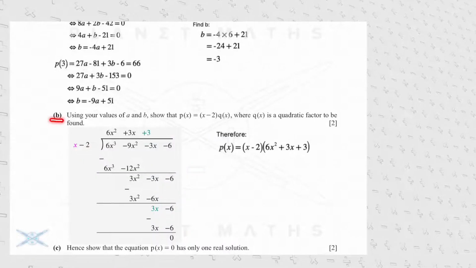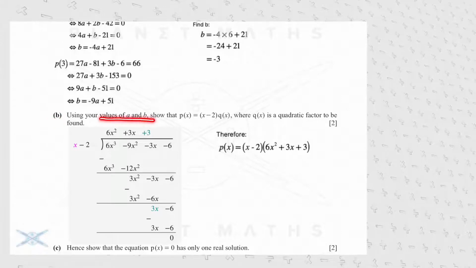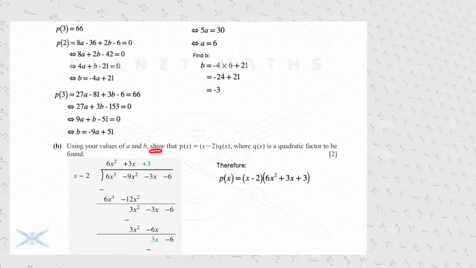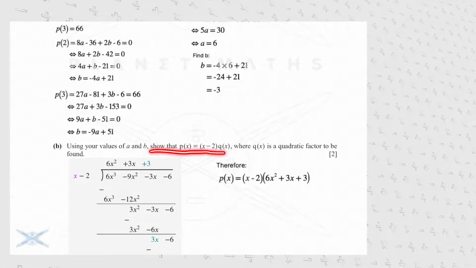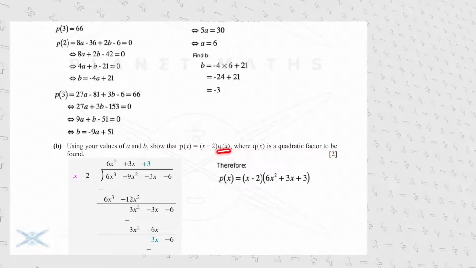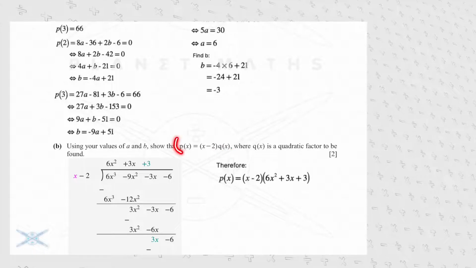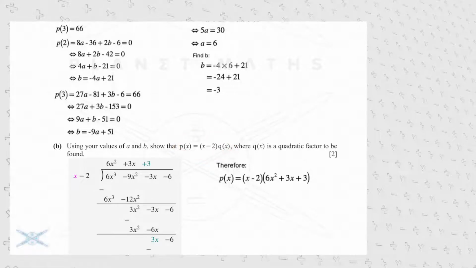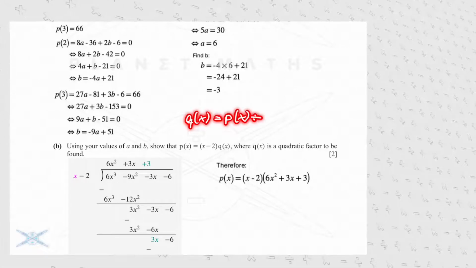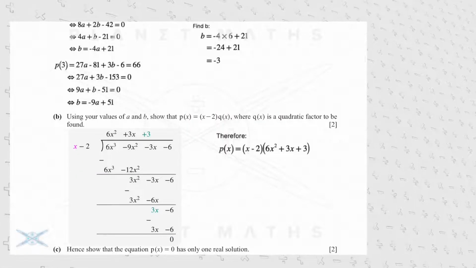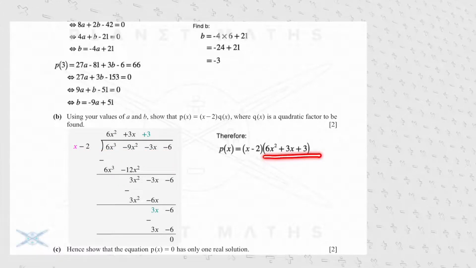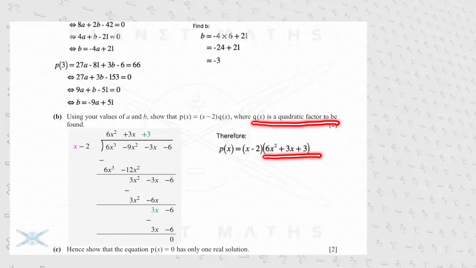In part b of this exercise, using our values of a and b, which we have just found in part a, we're supposed to show that p of x equals x minus 2 multiplied by q of x, where q of x is a quadratic factor to be found. So to find q of x, we can just rearrange this equation, leading us to q of x being the same as p of x divided by x minus 2. This means that we have to perform the following long division, and after doing so, we indeed receive a quadratic factor as stated at the outset of the exercise.